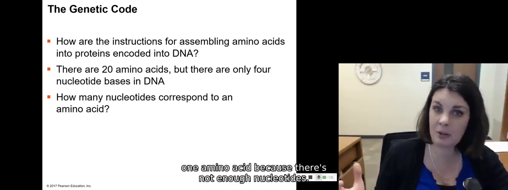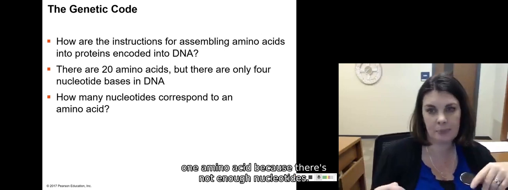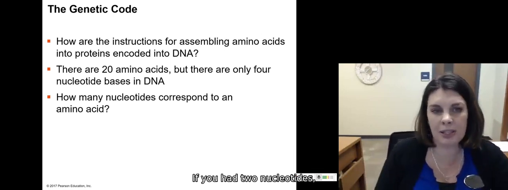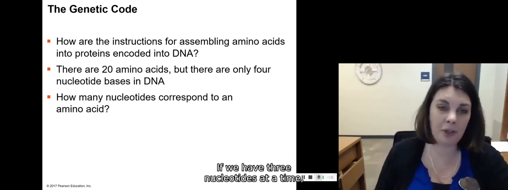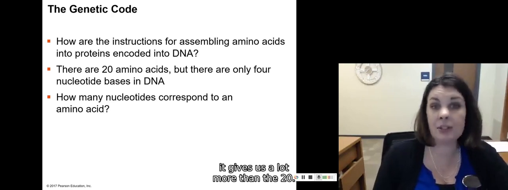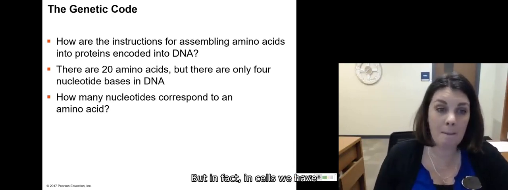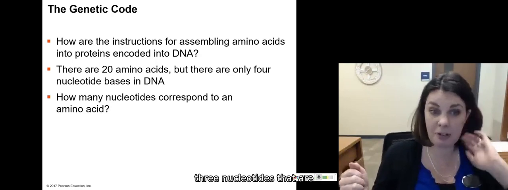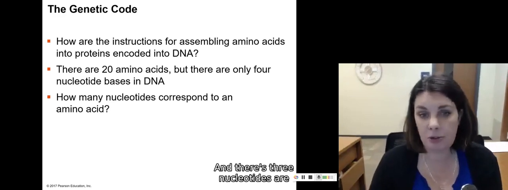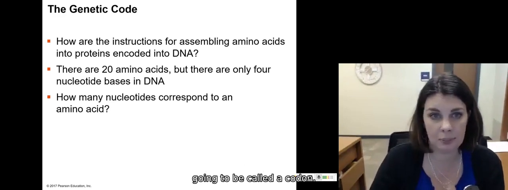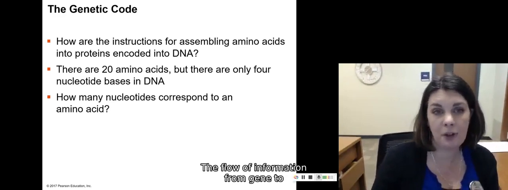You couldn't just have one nucleotide code for one amino acid because there's not enough nucleotides. If you had 2 nucleotides, that still isn't quite going to give you 20. If we have 3 nucleotides at a time, that gives us a lot more than 20. In fact, in cells, we have 3 nucleotides that are going to code for one amino acid. And those 3 nucleotides are called a codon.